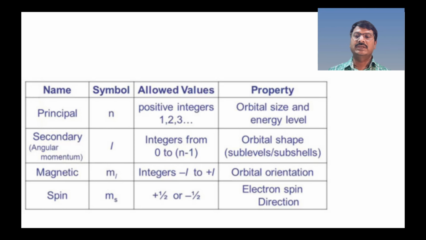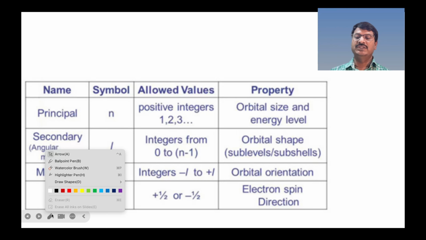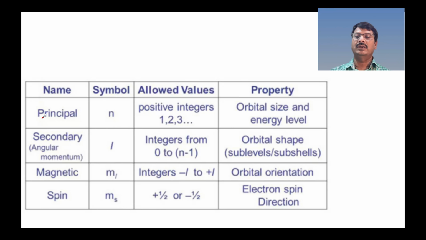Okay, next come to the summary of the four quantum numbers. First, the principal quantum number. The principal quantum number is denoted as n, and its values are 1, 2, 3, 4, 5 like that. The principal quantum number gives the energy of the electron and the radius of the orbit. So it gives the size of the orbit and the energy of the electron.